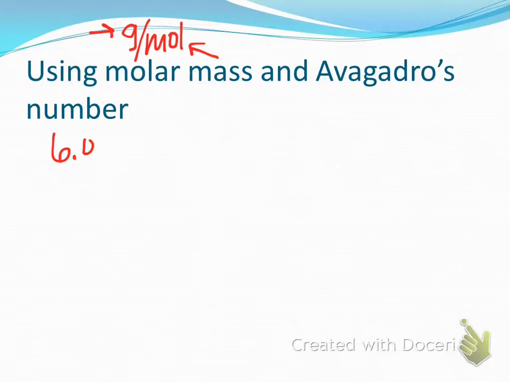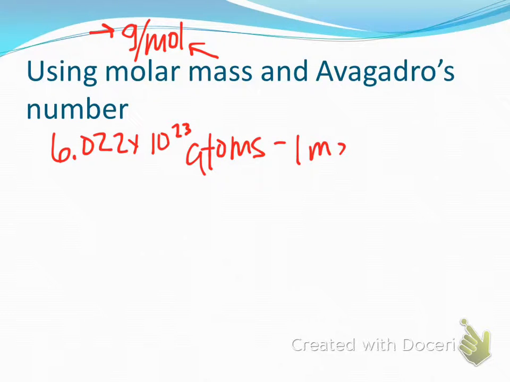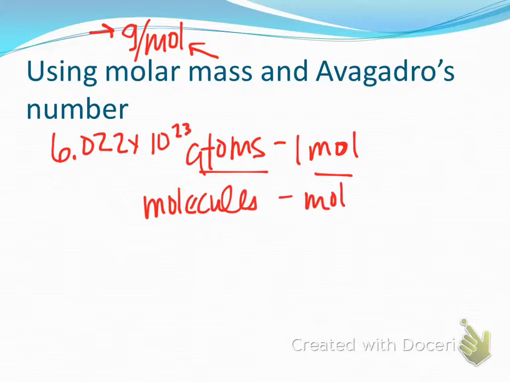Avogadro's number is 6.022 times 10 to the 23rd. And that tells us how many atoms are in 1 mole. So that allows us to convert between atoms and moles, or molecules and moles, whatever it happens to be, right? Avogadro's number works for any substance. So it could be atoms, could be molecules, could be baseballs, donuts, whatever it is, okay?